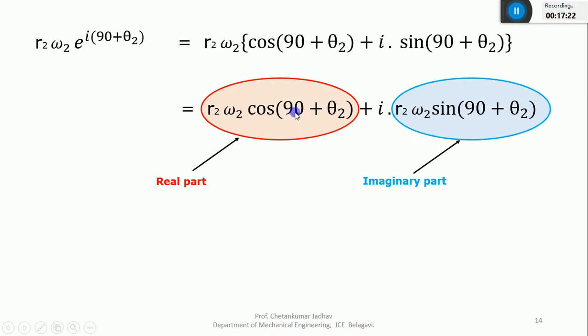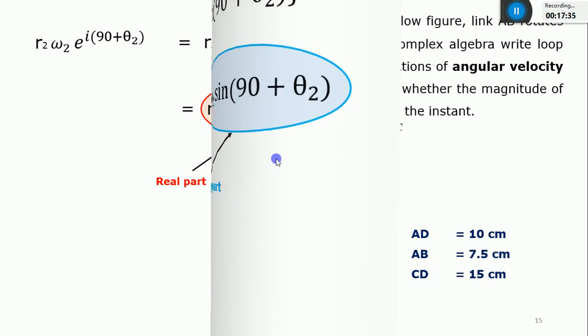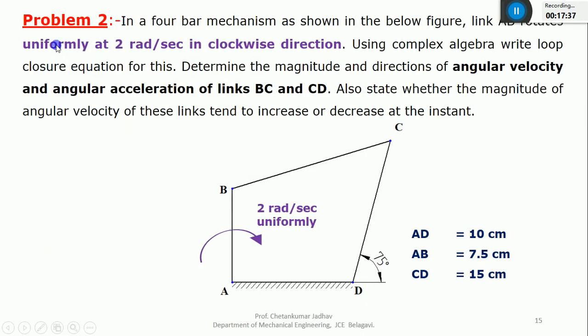So the value which is free from I will be considered as a real part, and the value which is along with this I will be considered as an imaginary part. So if it is clear, you can easily solve the problem. And I'll go with today's problem.